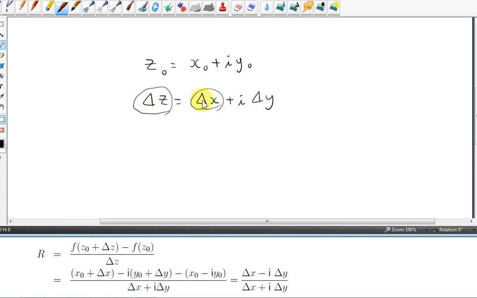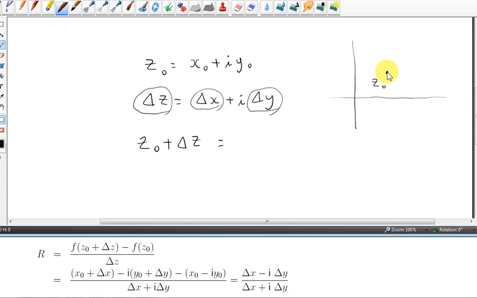So that's a small increment delta x for the real part and a small increment delta y for the imaginary part. So delta x and delta y can be any numbers we like. Usually they are very small numbers. They can be positive or negative.